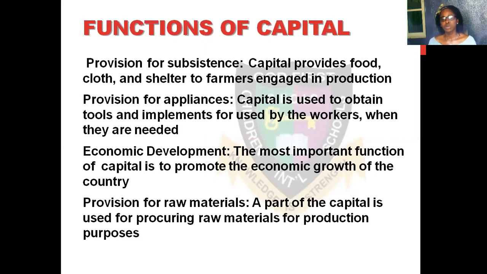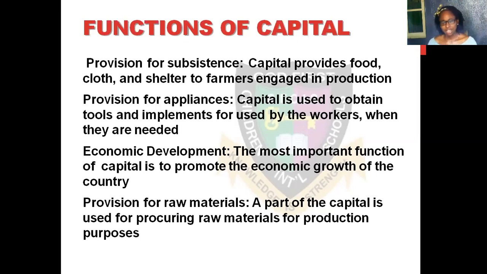We go to provision for raw materials. A part of the capital is used for producing raw materials for production purpose. Capital provides raw materials that will be used for production.